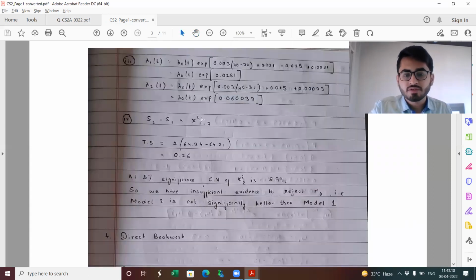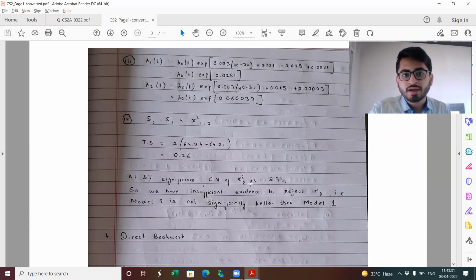Part 4, we need to check which model is more suitable. So S2 minus S1 follows chi-square 1 minus 2. Remember that S2 minus S1 can also be written as minus 2 log, that is twice the difference of the log likelihoods. So my test statistic here will be 2 into 64.34 minus 64.21, which comes out to be 0.26.